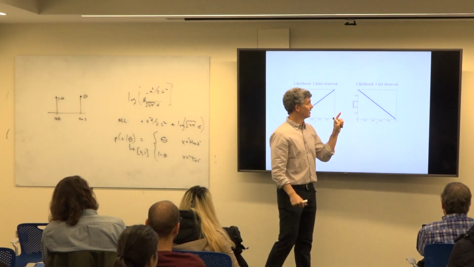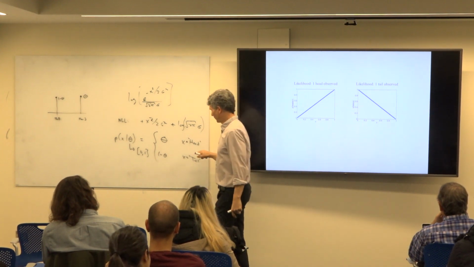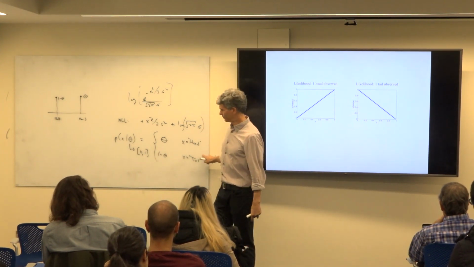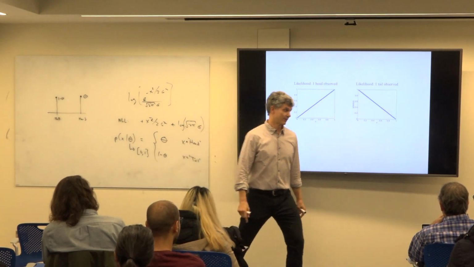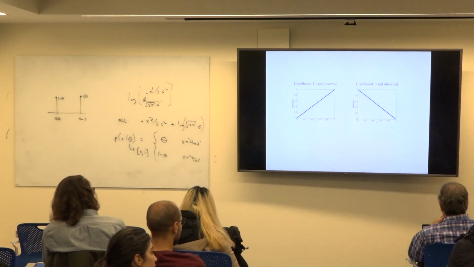So it's this, and of course, if I observe a tail, what is the likelihood? Well, it goes the other way, 1 minus theta. So that's that. These are, again, continuous functions, because theta is a continuous parameter. It lies between 0 and 1, and that's what the likelihoods look like.